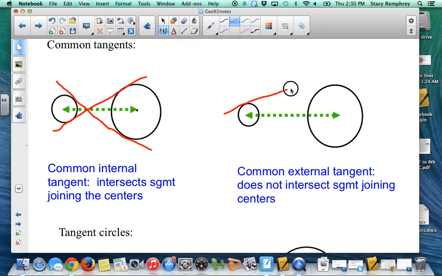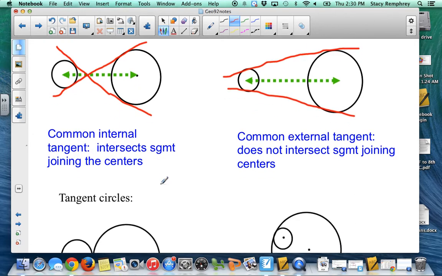A common external tangent is going to be tangent to both circles, but it will not go through that segment that would connect the centers. So these two lines are examples of common external tangents. So common tangents would be lines that are tangent to both circles.